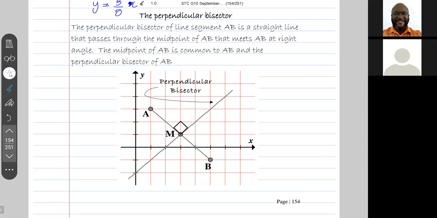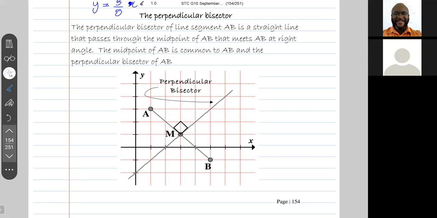Now, the perpendicular bisector of line segment AB is a straight line that passes through the midpoint of AB and meets AB at right angles. The midpoint of AB is common to AB and the perpendicular bisector of AB. In other words, the midpoint of AB is one point on the perpendicular bisector.